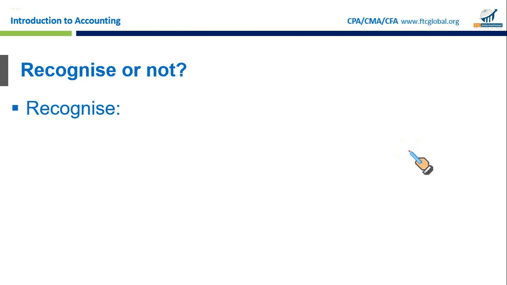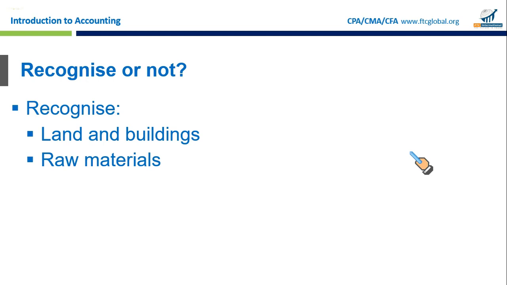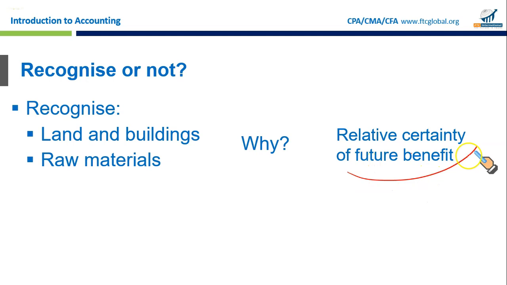Okay, let us apply it to a more relevant example. Land and buildings, raw material, these are the two assets. Should we recognize them? These are tangible assets, especially land and buildings, which have a long useful life. So they typically appreciate over time, or they will generate stable rental income for you if you have put these properties on rent. So they provide you relatively certain future economic benefits. That's why we need to recognize them, because they provide you certainty about the future benefits.